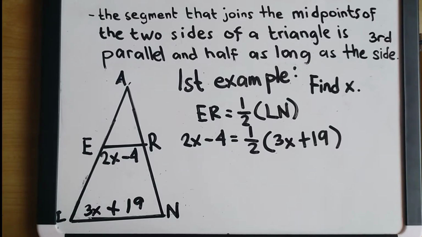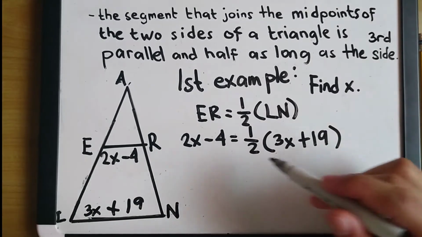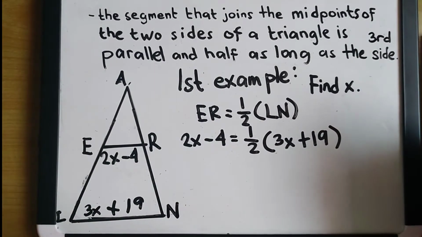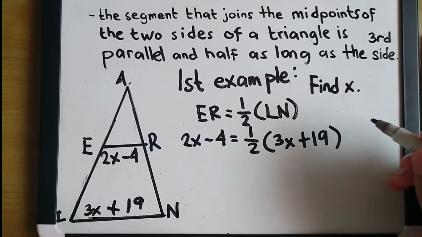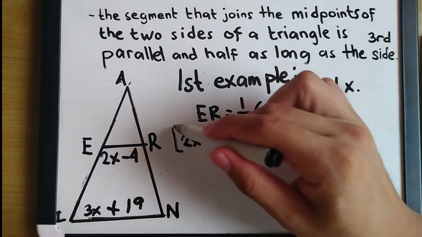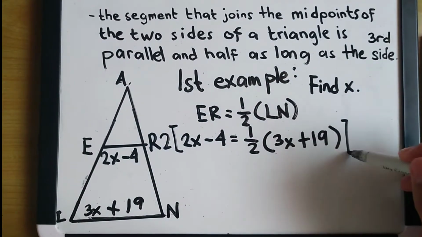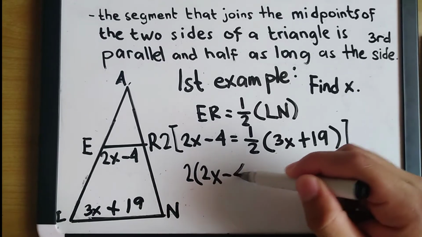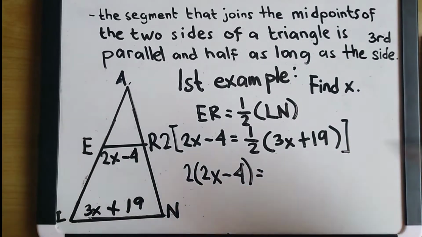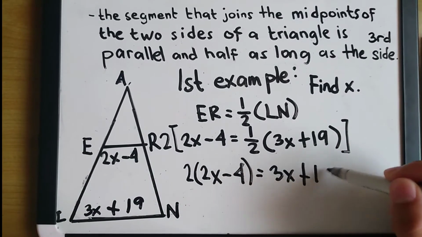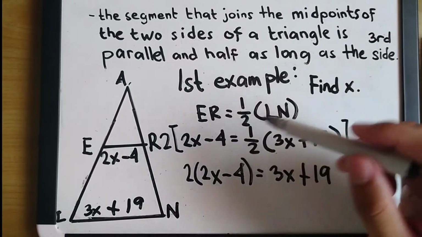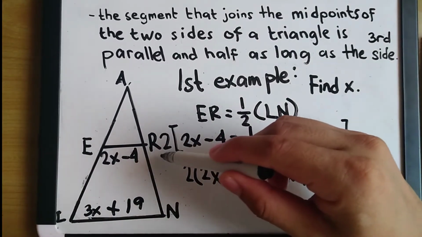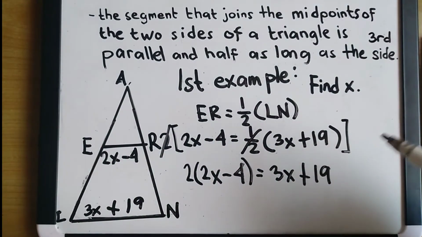Now we are going to use basic algebra to find the value of x. Our goal here is to cancel 1/2 on the right side so that 3x plus 19 will be left. So we are going to multiply the whole equation by 2. The left side will become 2 times 2x minus 4, and the right side will become 3x plus 19. The 1/2 disappeared because we multiplied it by 2. So 1/2 is cancelled on the right side.